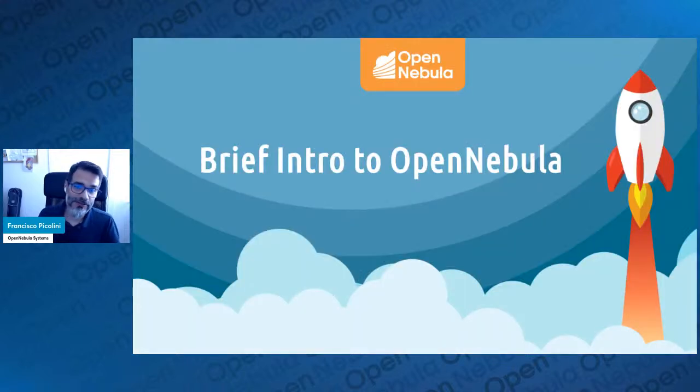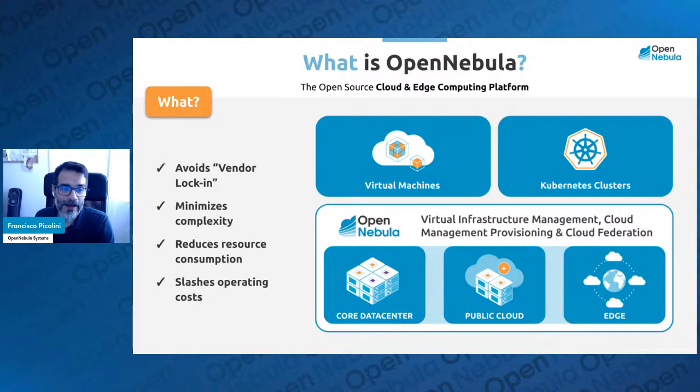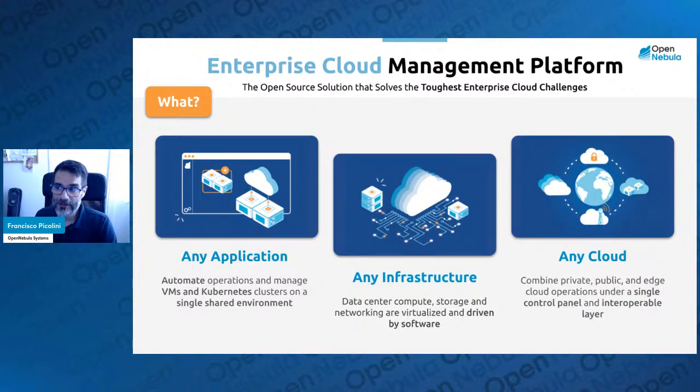But let me introduce you to what OpenNebula is, just 2 minutes of your time. OpenNebula is the open source cloud and edge computing platform. We avoid vendor lock-in, minimize complexity, reduce resource consumption, and slash operating cost. It's a virtualization platform where you can manage your private and hybrid cloud. OpenNebula can work with any application, on any infrastructure.